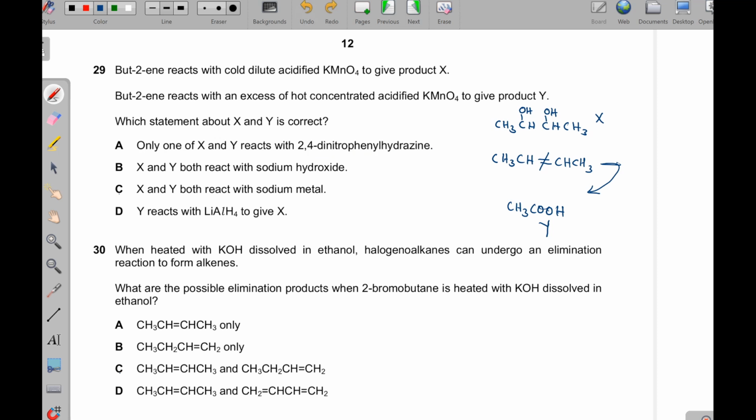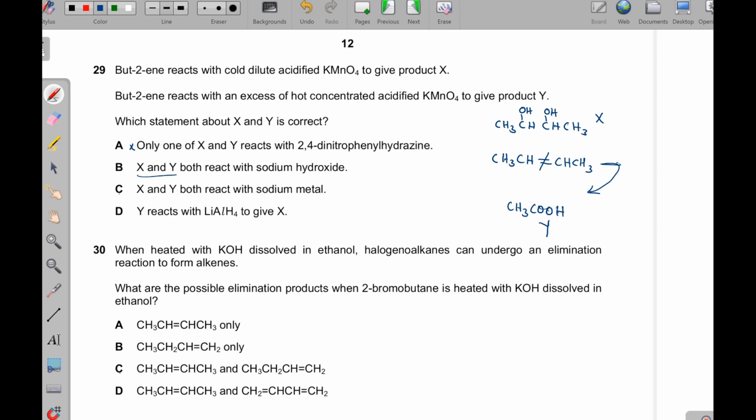2,4-dinitrophenylhydrazine is used to test for the presence of carbonyl compounds. So if it is an aldehyde or a ketone, then they will give that orange precipitate. But we are not going to see this happening because the aldehyde that is formed here is again oxidized to a carboxylic acid. A carboxylic acid does not give a positive test with 2,4-dinitrophenylhydrazine. You see that? So that means this one is wrong.